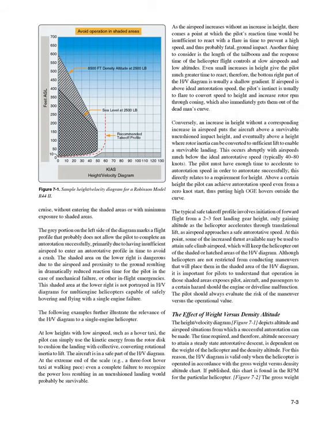The typical safe takeoff profile involves initiation of forward flight from a 2 to 3 feet landing gear height, only gaining altitude as the helicopter accelerates through translational lift, as airspeed approaches a safe autorotative speed. At this point, some of the increased thrust available may be used to attain safe climb airspeed, which will keep the helicopter out of the shaded or hatched areas of the HV diagram.